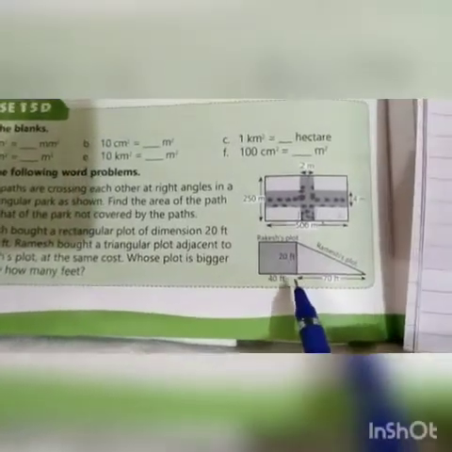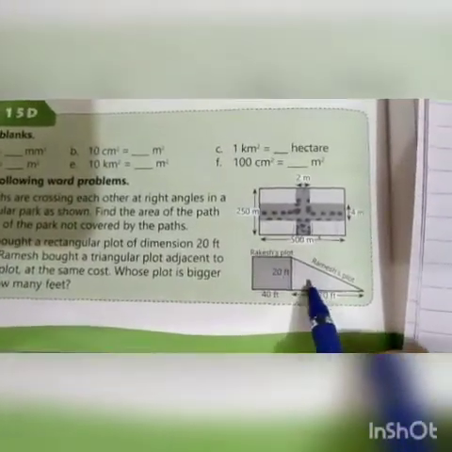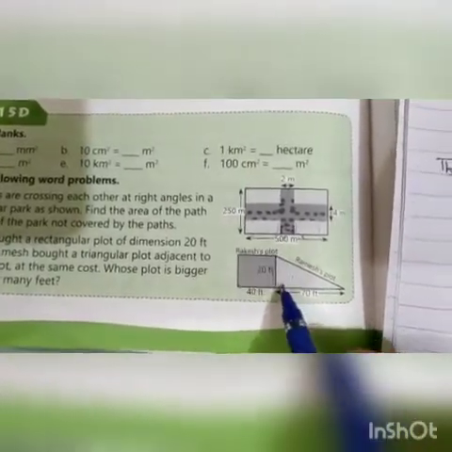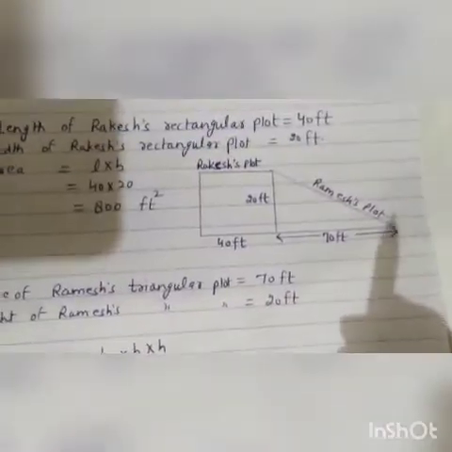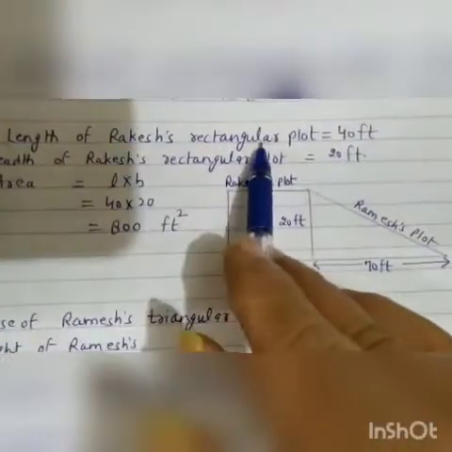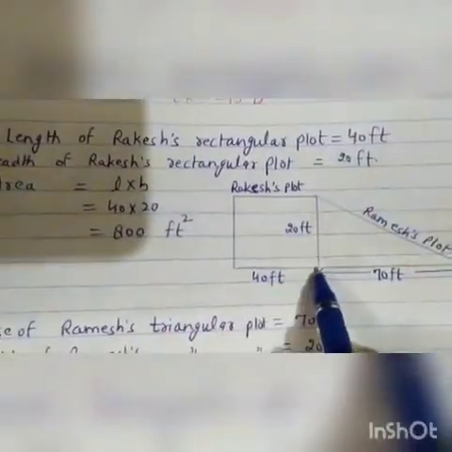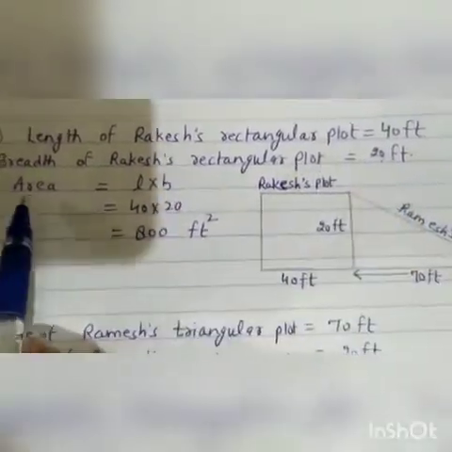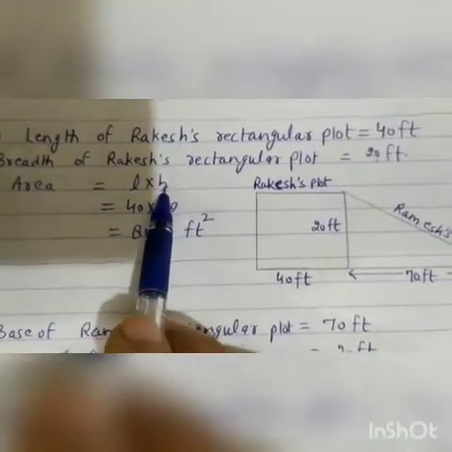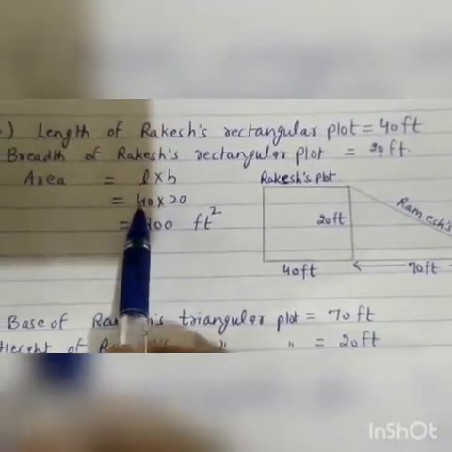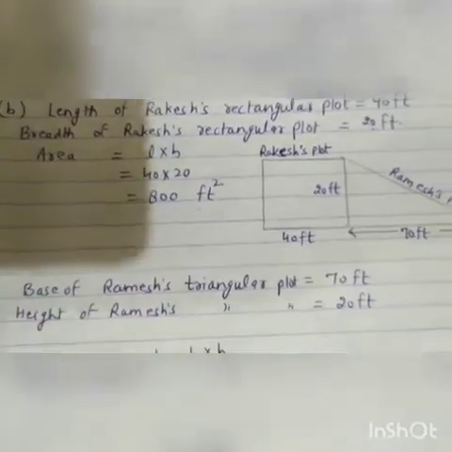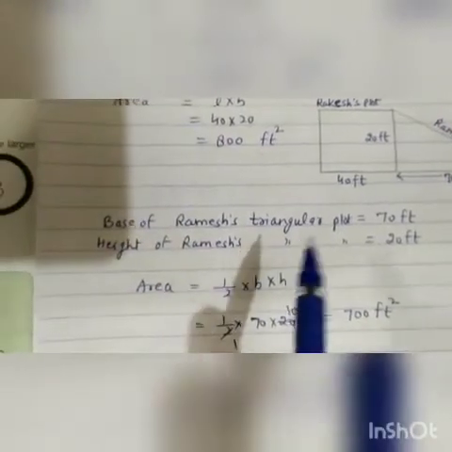So students, we have to find both the areas separately. First we will find the area of Rakesh's plot, then we will find the area of Ramesh's plot. See here, I have drawn the figure here also. Length of Rakesh's rectangular plot is 40 feet, this one. Breadth of Rakesh's rectangular plot, this one, is 20 feet. So area of Rakesh's plot will be L into B, that is 40 into 20. 4 twos are 8, 0, 0. 800 square feet. Area of Rakesh's plot is 800 square feet.